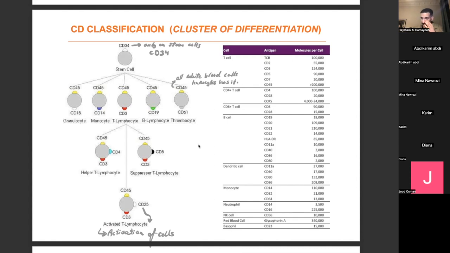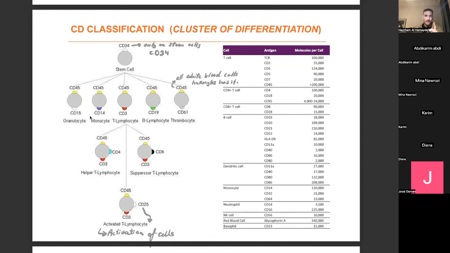Now, when we move down the tree, in this case we're talking about white blood cells, hence immunology. We are saying five different types. This stem cell gives rise to granulocytes, monocytes, T lymphocytes, B lymphocytes, and thrombocytes. How do we know that this cell is a B cell? If it has the CD19 or CD20, for example.